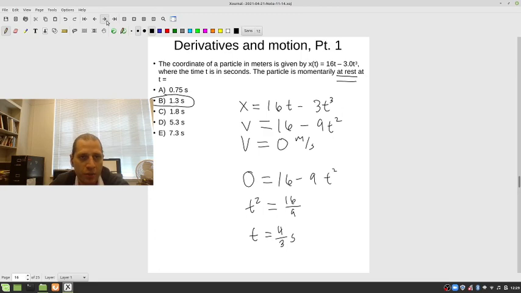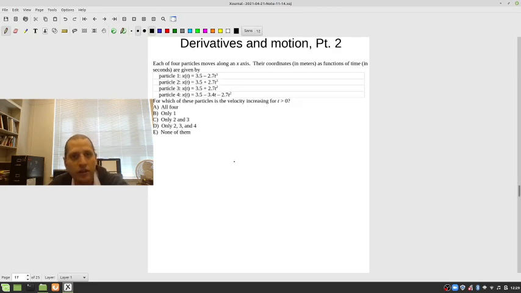Okay, so that's one type of problem. Let's see, can we look at another type of problem? Here we have each of 4 particles moves along an x-axis. Their coordinates are functions of time, and they're given like this. And it asks, for which of these particles is the velocity increasing as t is greater than 0?